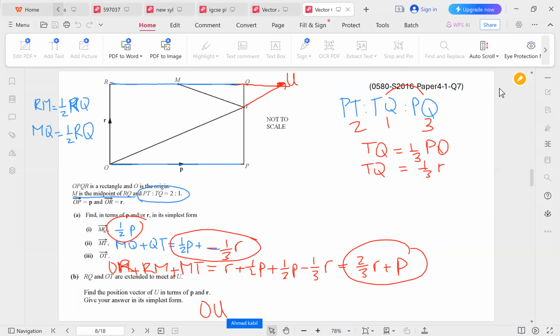And this position vector is equal to 2 different things. First of all, it is parallel to OT, so we can say that it is equal to a constant that we don't know multiplied by OT. And then at the same time, vector OU can be obtained by going from O to R and then from R to U. So we have an equation, either K times OT or OR plus RU. So let's try to solve this equation.